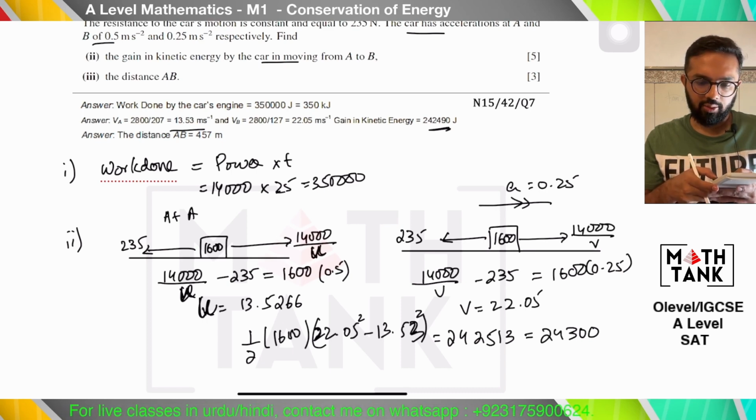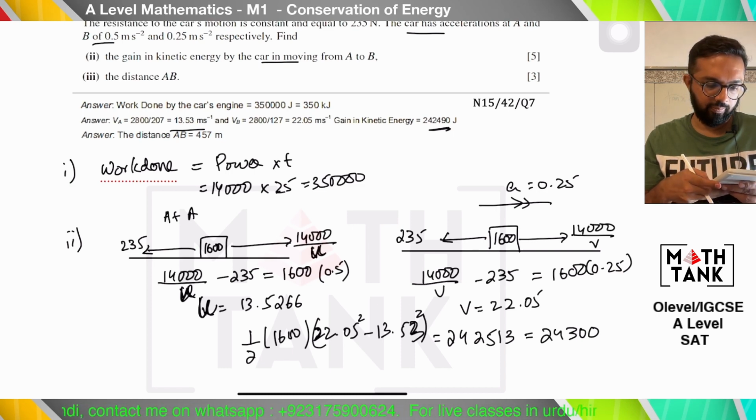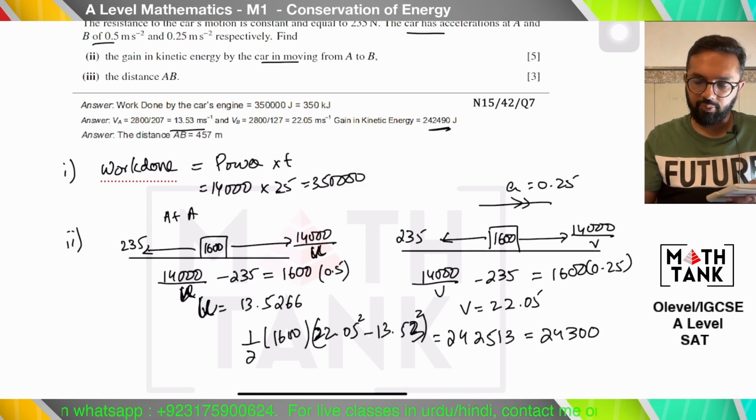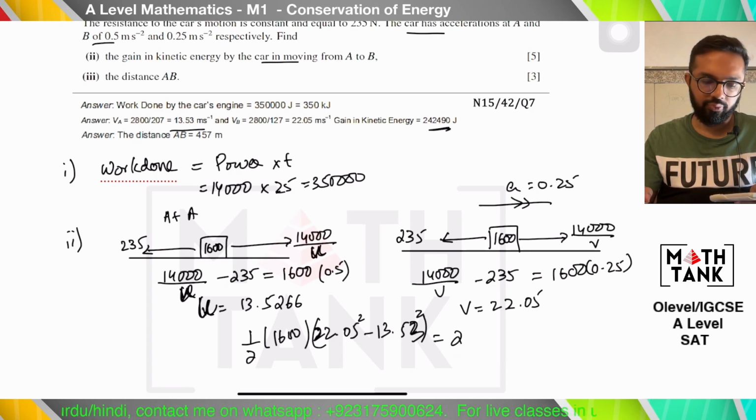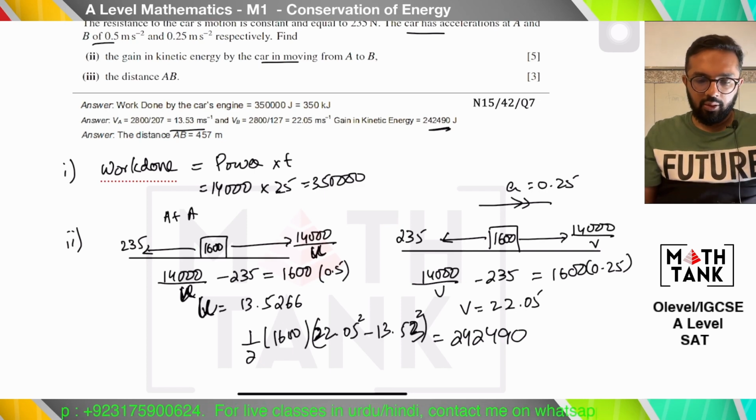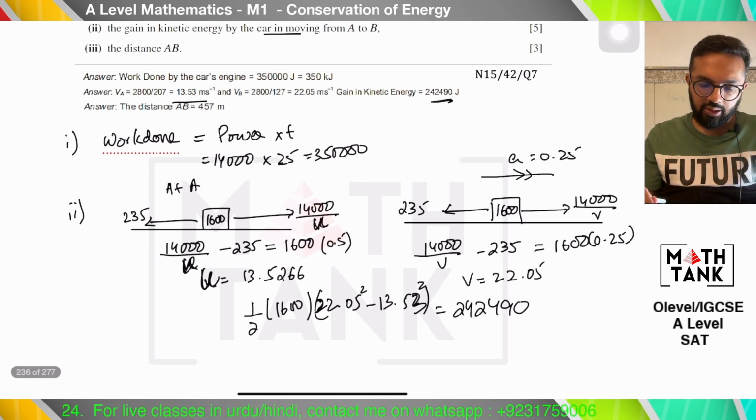Let me check. I want my answers to be precise as well, which is why I'm checking. Yeah, it's 242490. Okay, then the distance AB.